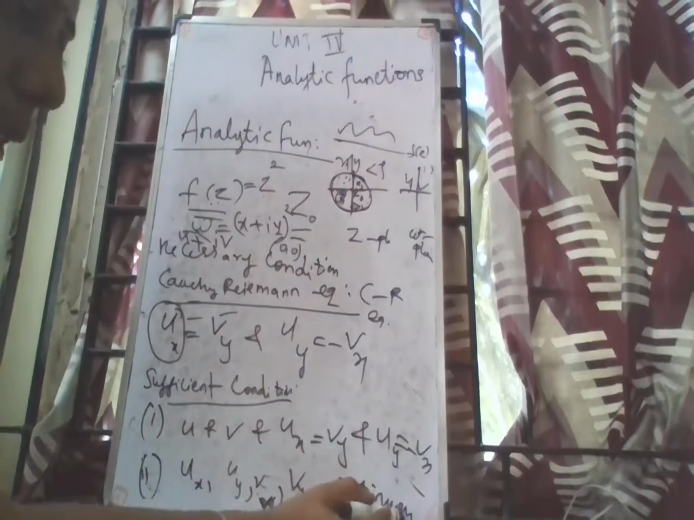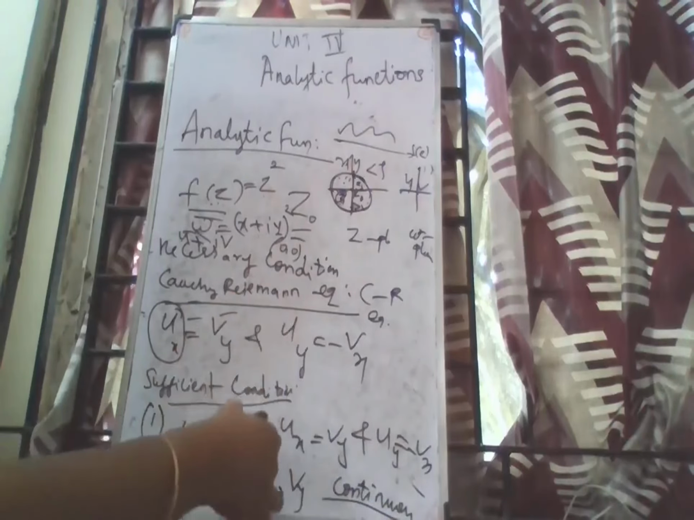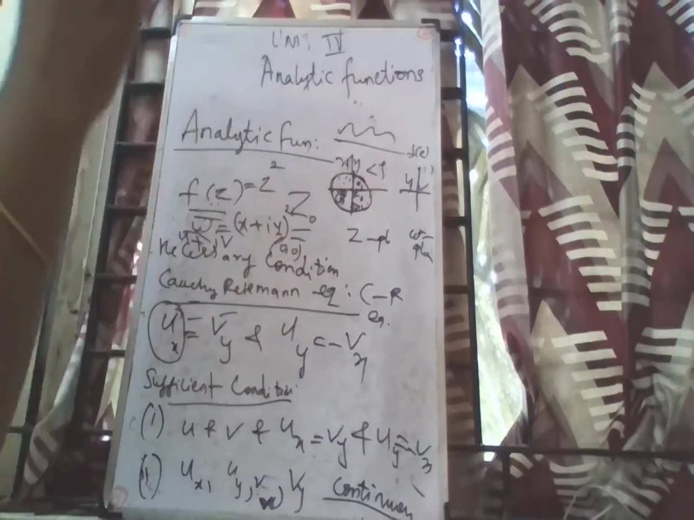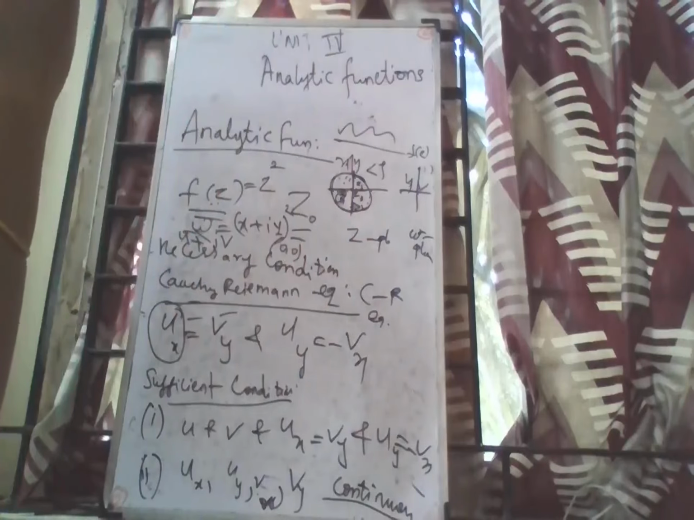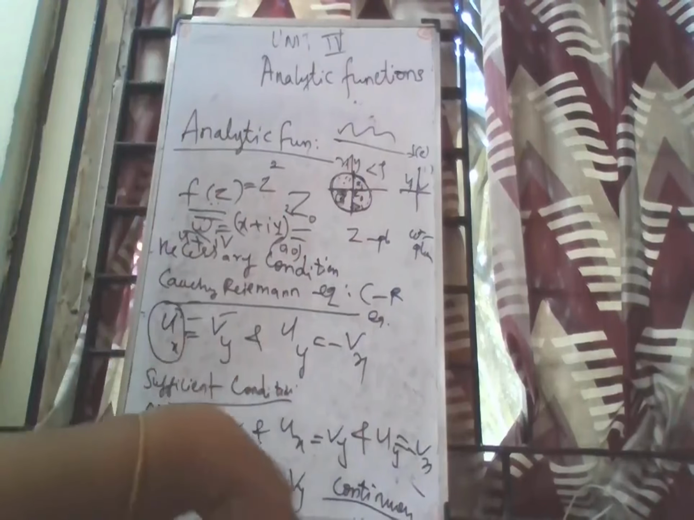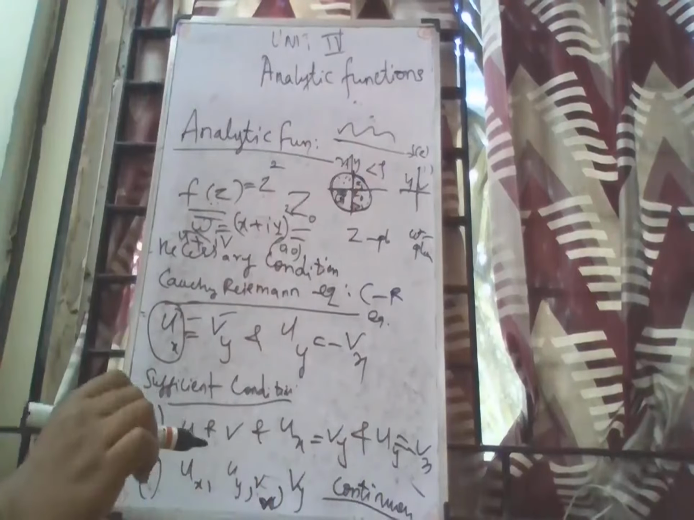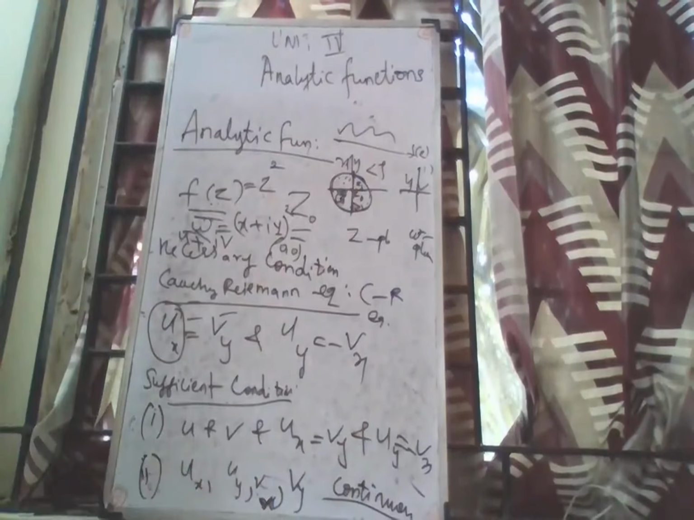I told the meaning of continuous already. Continuous means the graph should be continuous. It does not have a discontinuity at any point. So Ux, Uy, Vx, Vy are all continuous. This is a very, very important concept of the analytic function. So what do you mean by necessary condition?